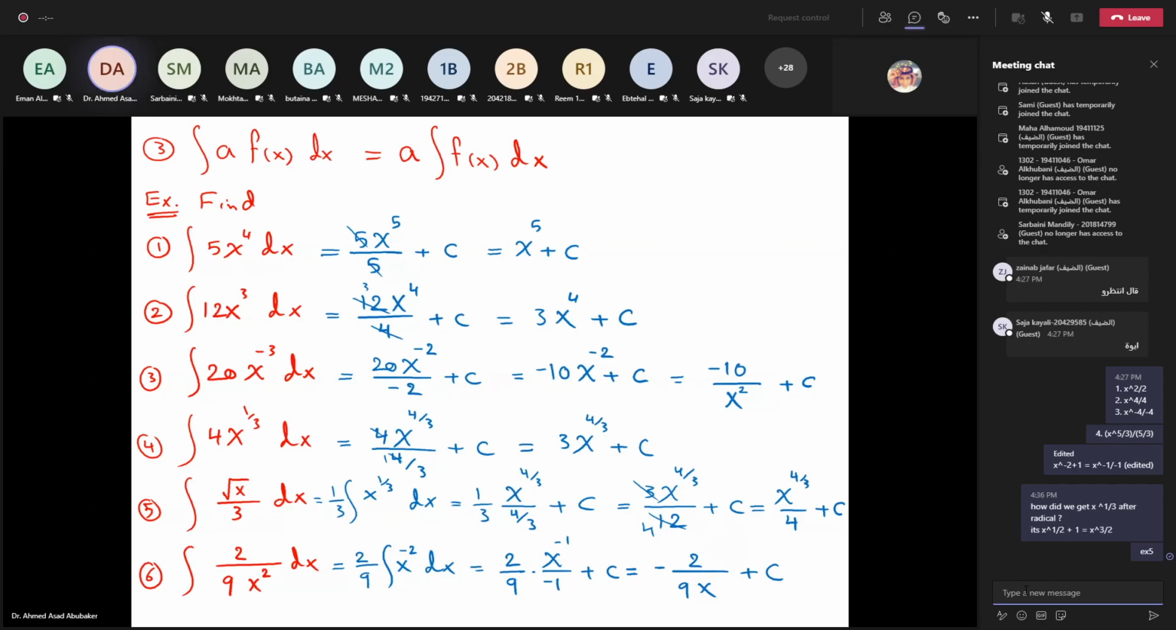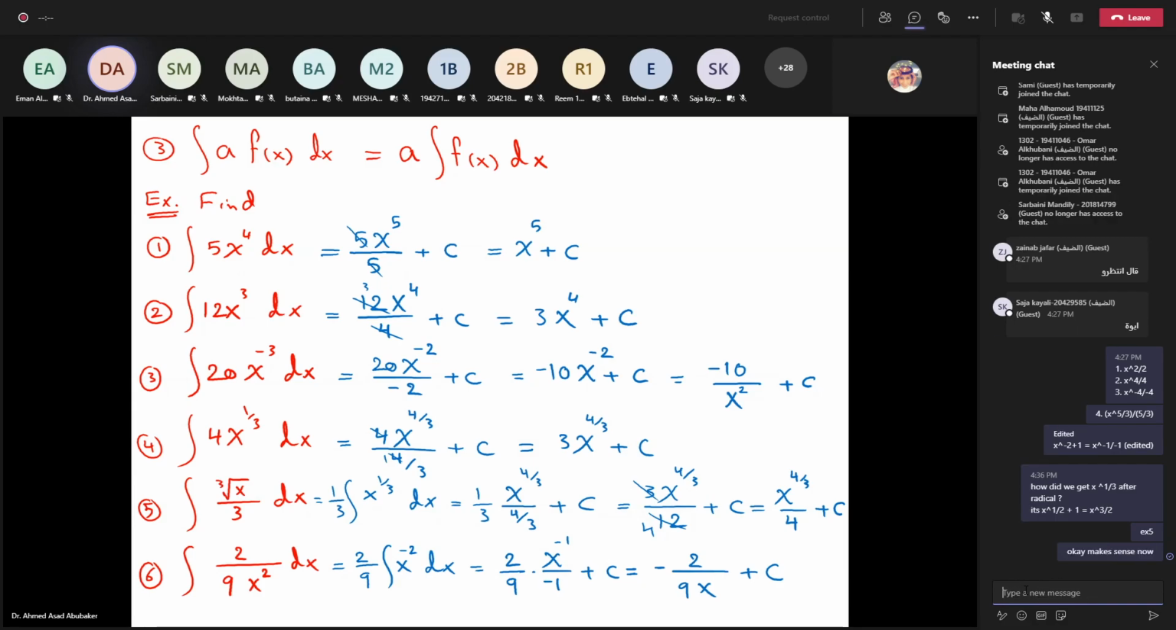Sorry, this is 1 over 2. This is not the cube. Okay. This is correct if we have a cube. Sorry, this is a cube. Okay. Cube roots, not square. If we have a square root, this is x to the power 1 over 2. But I mean cube roots, 1 over 3. Okay.